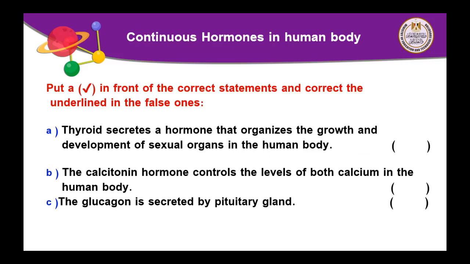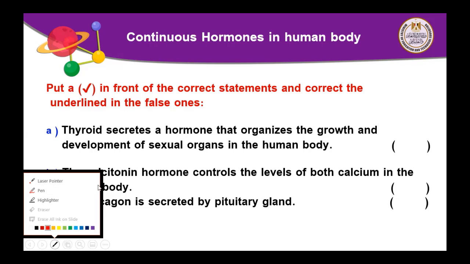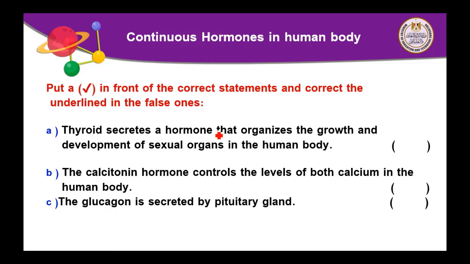Number two, put yes in front of the correct statement, and correct the underlined word in the false one. Question number one. Thyroid secretes hormone that organizes the growth and the development of sexual organs in the human body. So here we say organize the growth and the development of sexual organs in the human body. Is this statement correct or no? No, it's wrong. Who organizes the growth and development of sexual organs in the human body? Of course, instead of thyroid, pituitary gland.